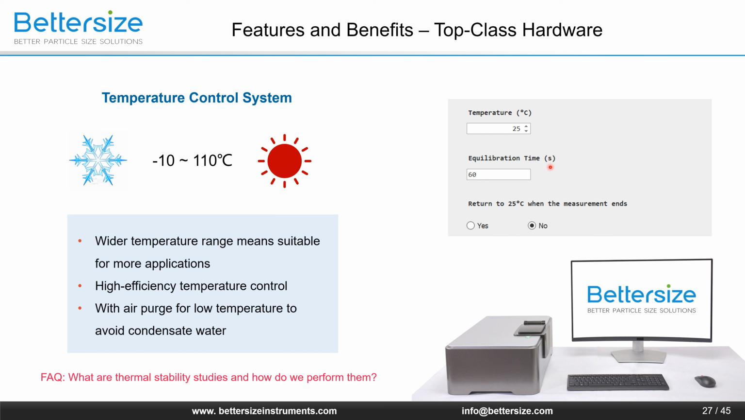Regarding the temperature control system of the BeNano, one of the FAQs is: what are thermal stability studies and how do we perform them? Thermal stability is the ability of materials to resist heating. One of the thermal stability studies is to investigate the particle size and zeta potential of the samples under different temperatures, which is essential in many applications.